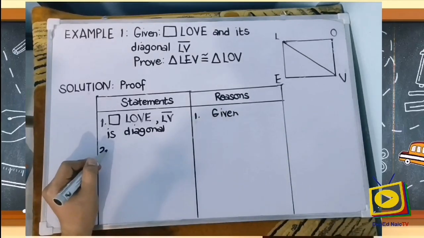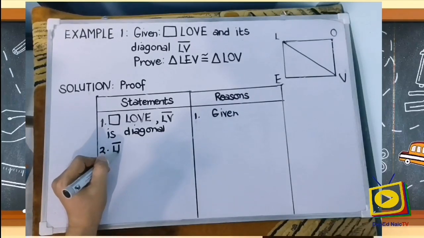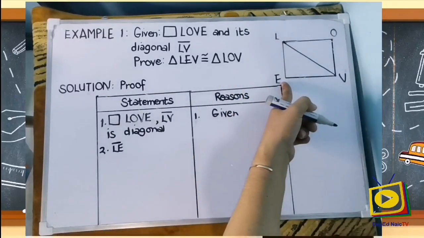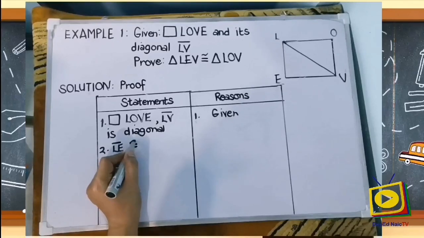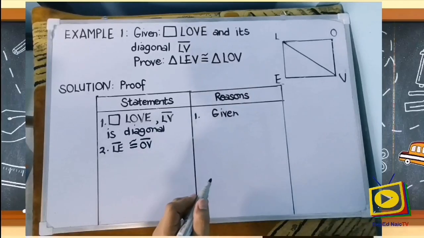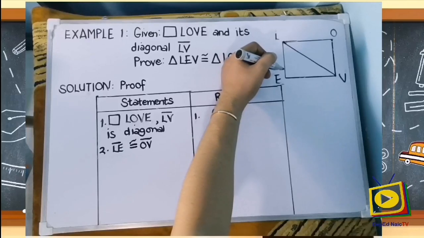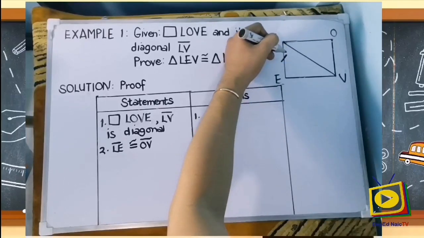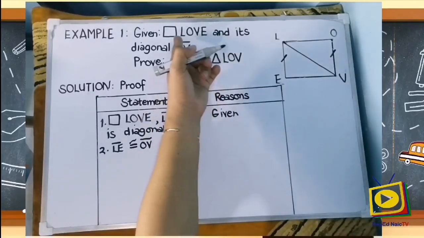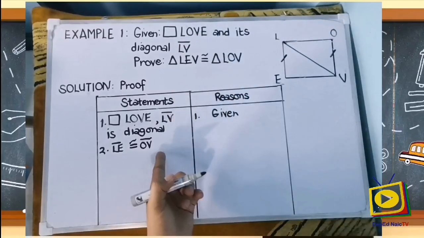And then for our second statement, we have segment LE is congruent with segment OV. So for segment LE, we can put markings. Segment LE is congruent with segment OV because we are pertaining to a square and we all know that a square has four equal sides.